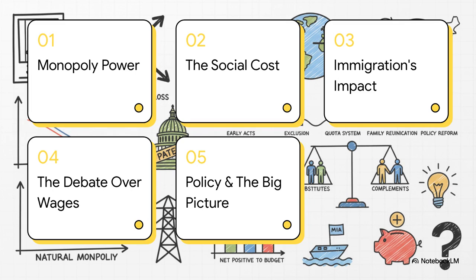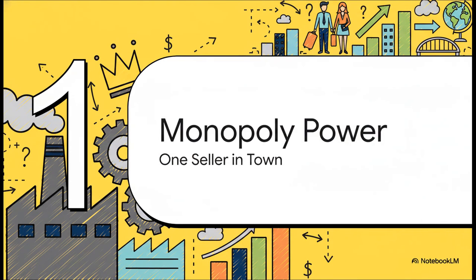All right, here's our game plan. First, we'll get a solid handle on what monopoly power actually is and why it has a social cost. Then, we'll take that economic toolkit and apply it to the super complex topic of immigration, specifically that hot-button debate about wages. And finally, we'll pull back and look at the whole shebang. Okay, let's kick things off with monopoly power.